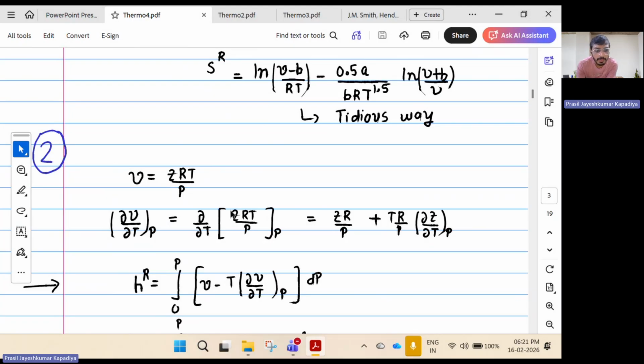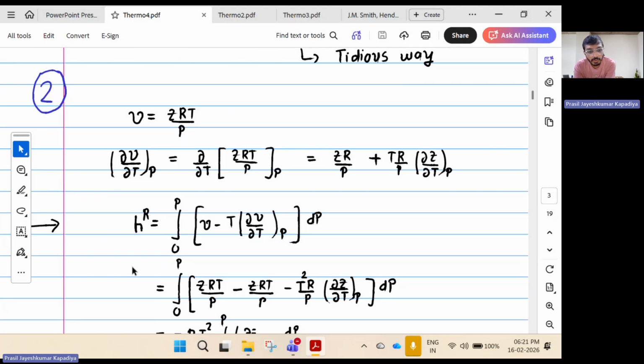What was my original equation of residual enthalpy? It was the integration from 0 to P of V minus T del V del T at constant pressure, into dP. Let's say V is equal to Z into RT by P. So what will be my del V by del T at constant pressure? It will be del by del T of Z into R into T by P. If I break this down, R is constant, P is constant, and only Z will depend on temperature. So ZR by P is treated as constant, differentiation of T gives 1 plus TR by P times the differentiation of Z, which is del Z by del T at constant pressure.